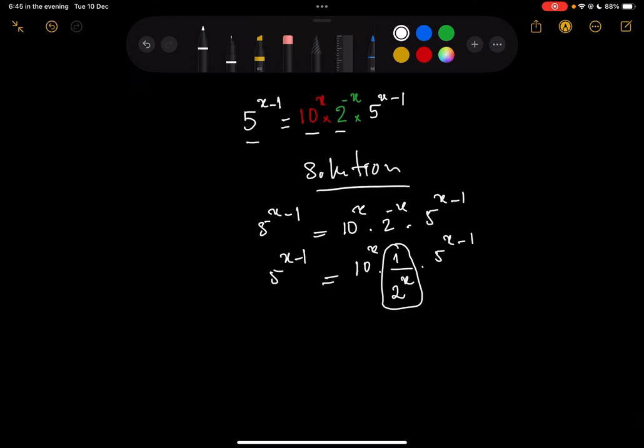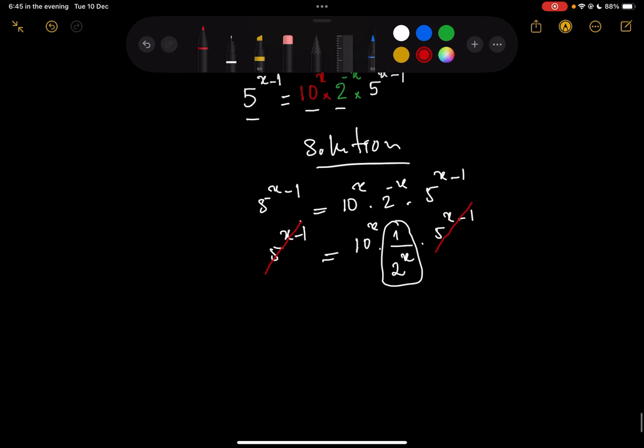Here it is the same, right? The left hand side is 5^(x-1). Very lucky, the right hand side also has 5^(x-1), so we can cancel it. So the remaining will be 1 equals 10^x over 2^x.